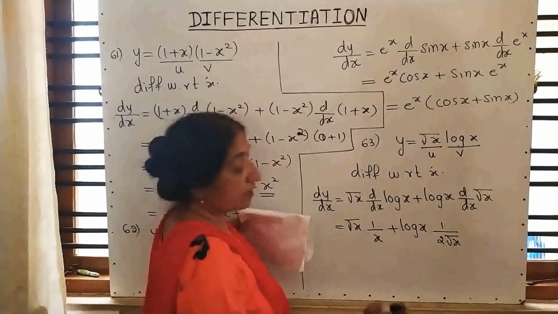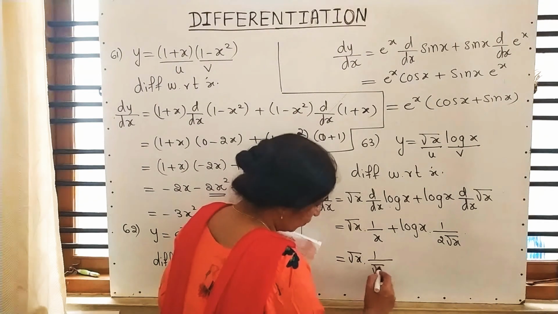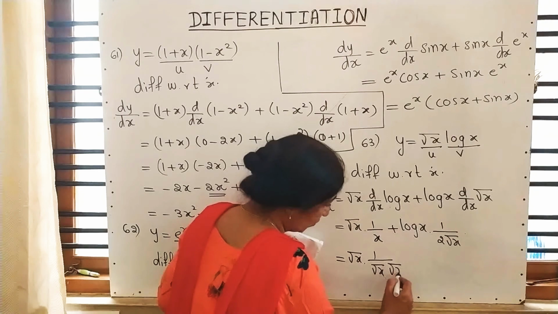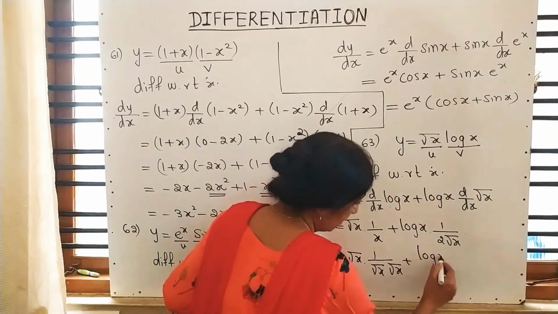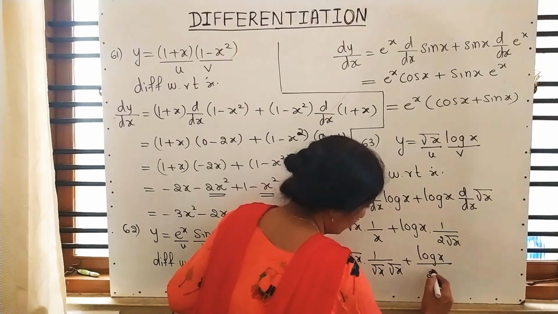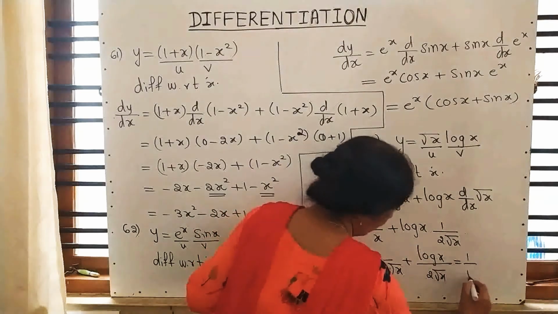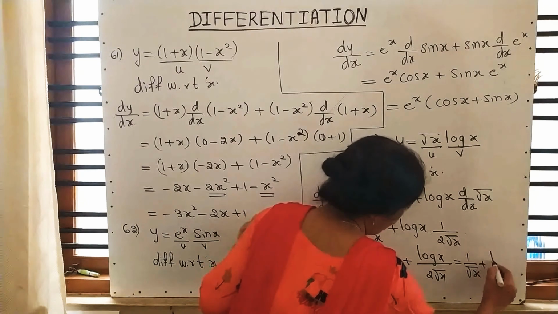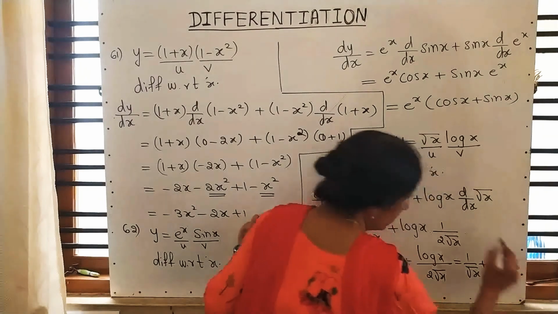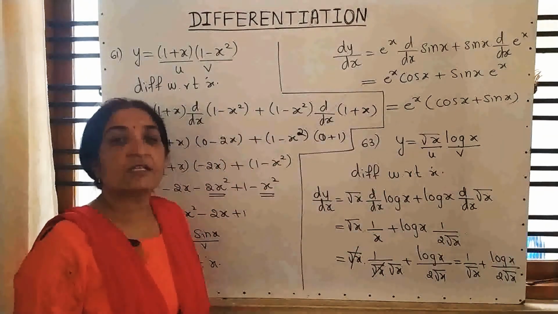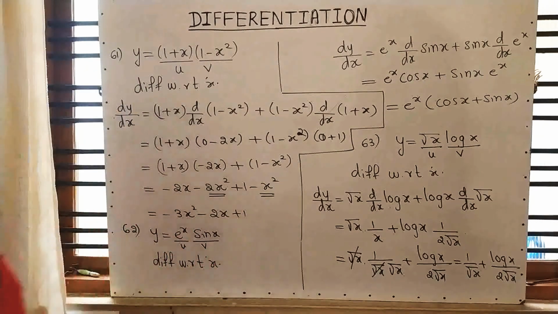If the students are thorough in calculations, you can write one more step. Root x will be written as root x into root x. Are you familiar? Plus log x upon 2 root x. This term and this term get cancelled. Write the remaining: 1 by root x plus log x upon 2 root x. See, is it very simple or what? Yes, the sums are very simple. Only thing, you must be able to see which formula is applicable.